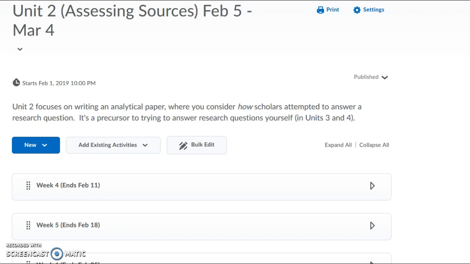So unit 2 focuses on writing an analytical paper. Your first essay was also an analytical paper, but this is a little different attempt, with a little different goal. We'll consider how scholars attempt to answer a research question. It's a precursor to trying to answer research questions yourselves, which is what you're going to do in units 3 and 4 for essays 3 and 4.